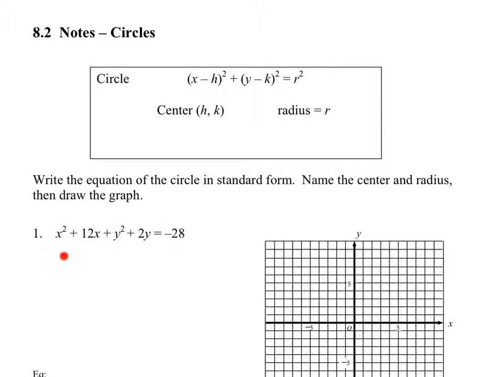Notice that number 1 is not given in this form. We need to have our equation in standard form in order to easily graph it like we did yesterday. Right now, this is not in standard form, so we need to write this equation in standard form. How would we do that?